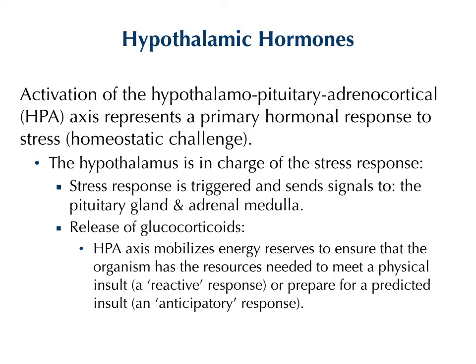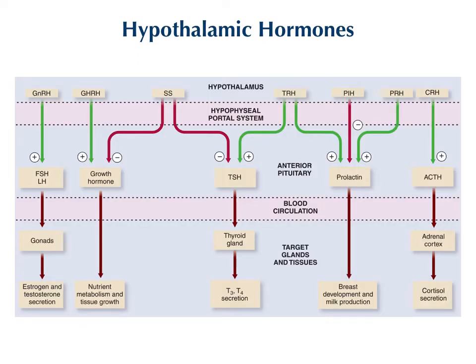Just know for now that the stress response is triggered and sends signals to both the pituitary gland and the adrenal medulla. And the basic output for the stress response is that our adrenal medulla will send out a release of glucocorticoids. And we previously examined how glucocorticoids also help us with halting the release of arachidonic acid from our cell membranes to make pro-inflammatory mediators.